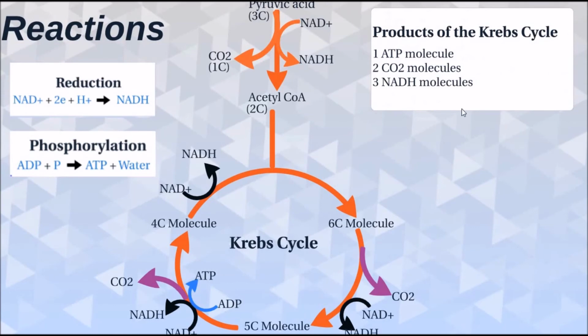So these are all the products we've formed from the Krebs cycle. You've made 1 ATP molecule, which is over there. You've made 2 CO2 molecules, this one coming off and this one coming off. And you've made 3 NADH molecules, which is over here.